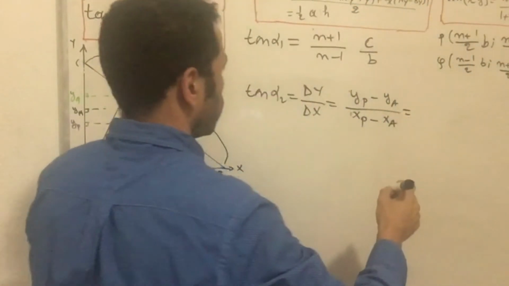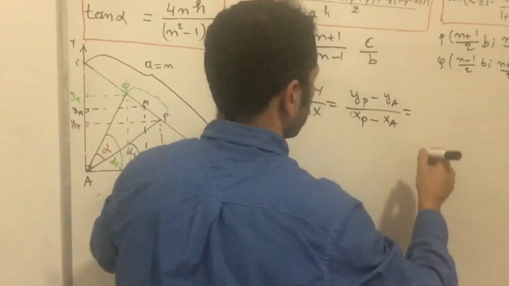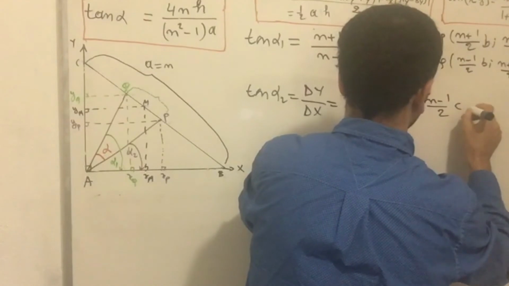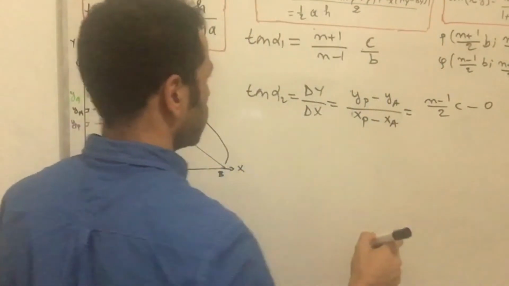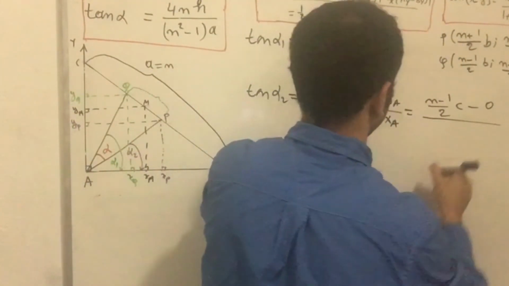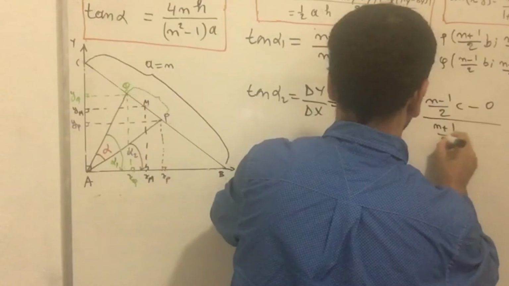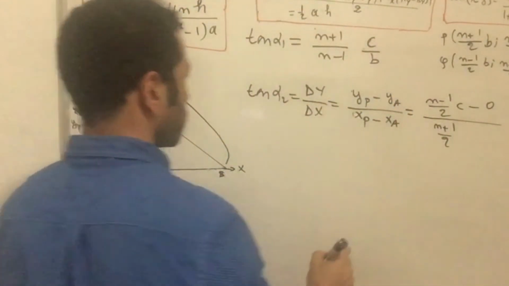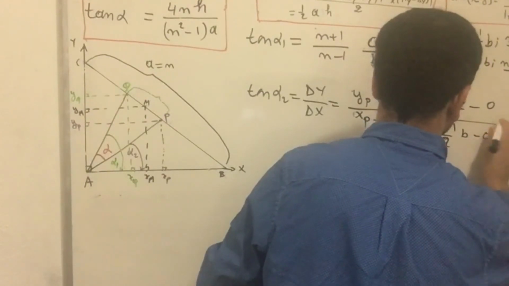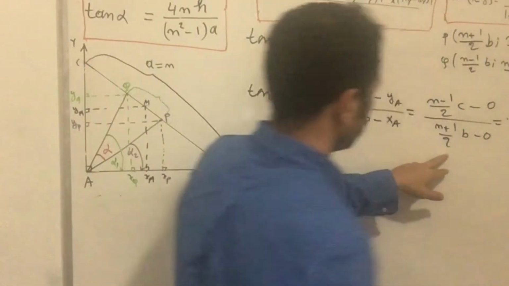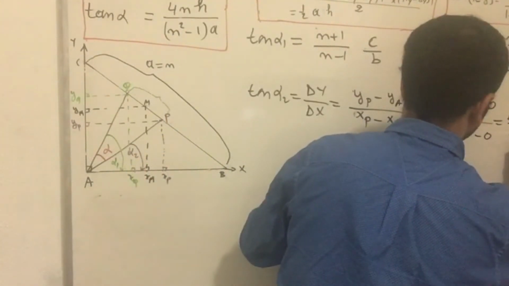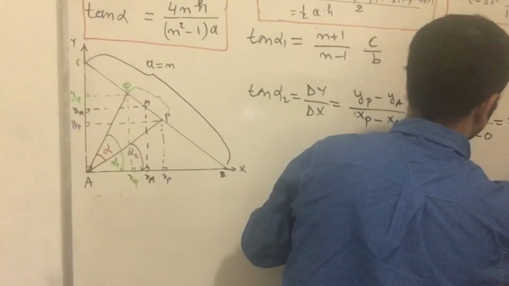So I'm calculating p, right? Okay, so this one is (n minus 1) over 2 multiplied by c. This is 0 because the origin is A, and x changing is xp, which is (n plus 1) over 2. Okay, this one multiplied by b minus 0, which, let's simplify by 2 here, is (n minus 1) over (n plus 1) multiplied by c over b.